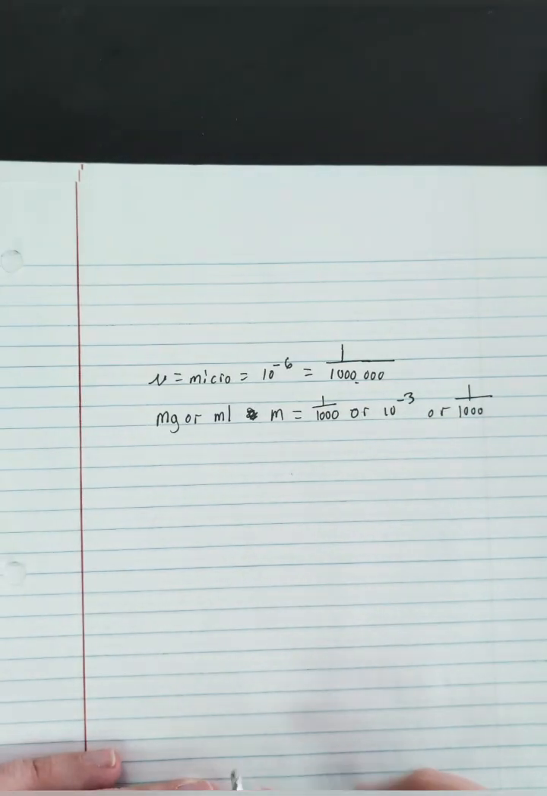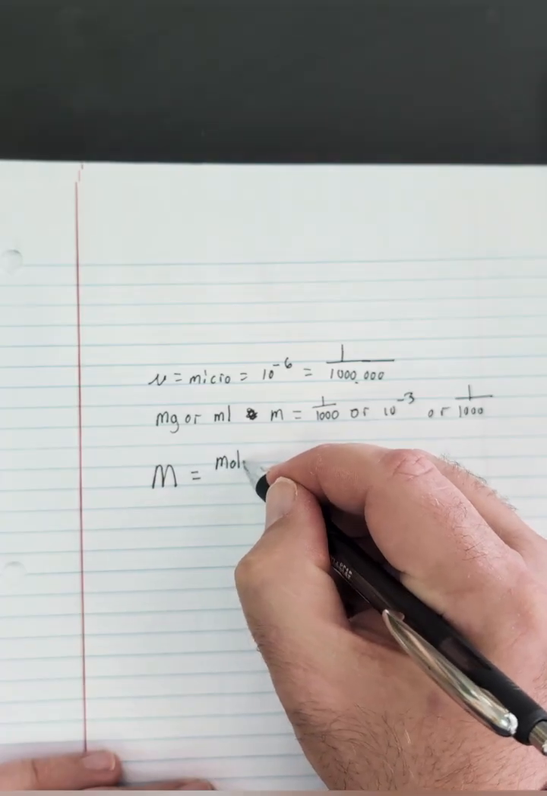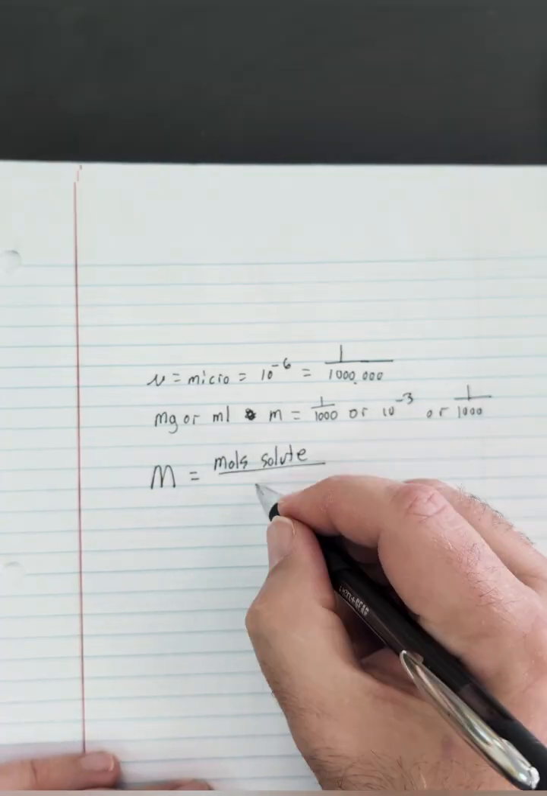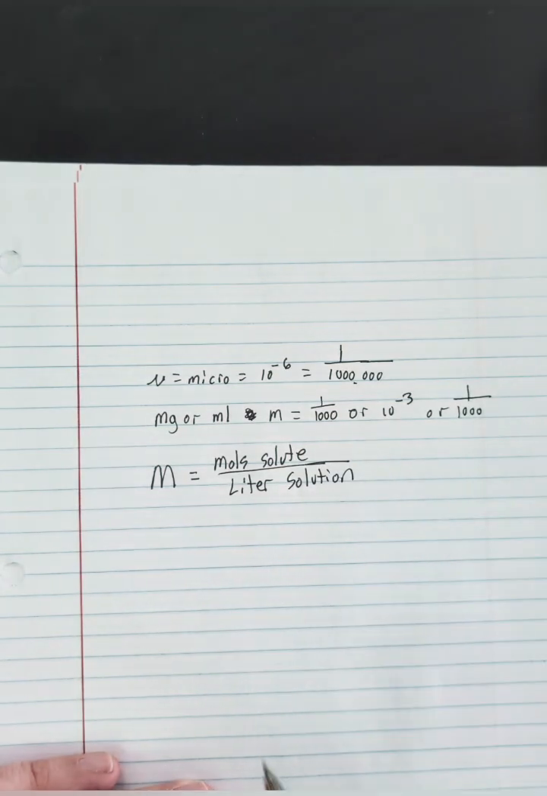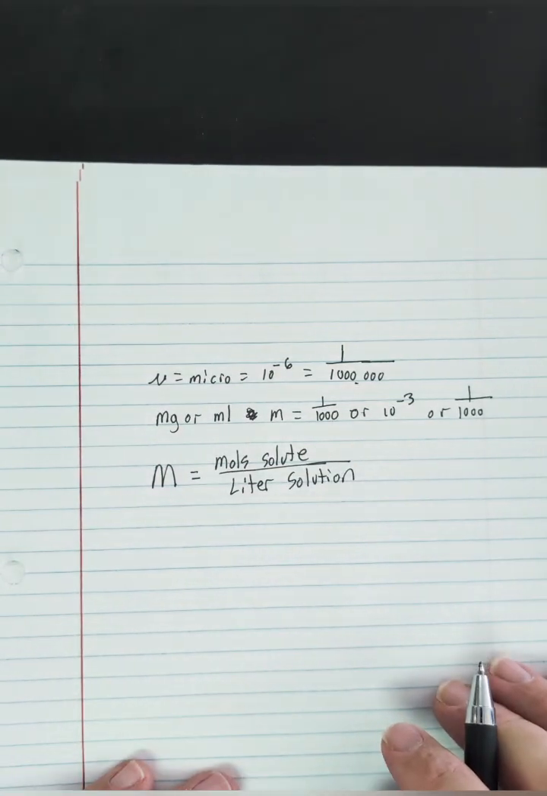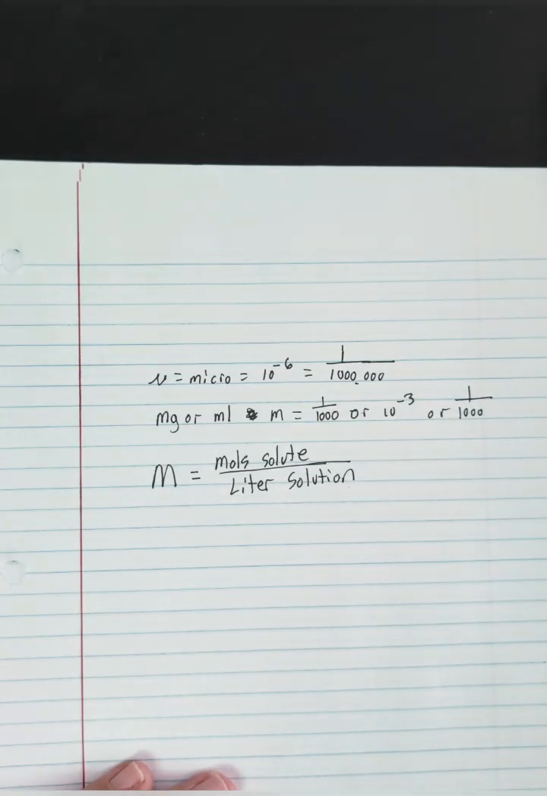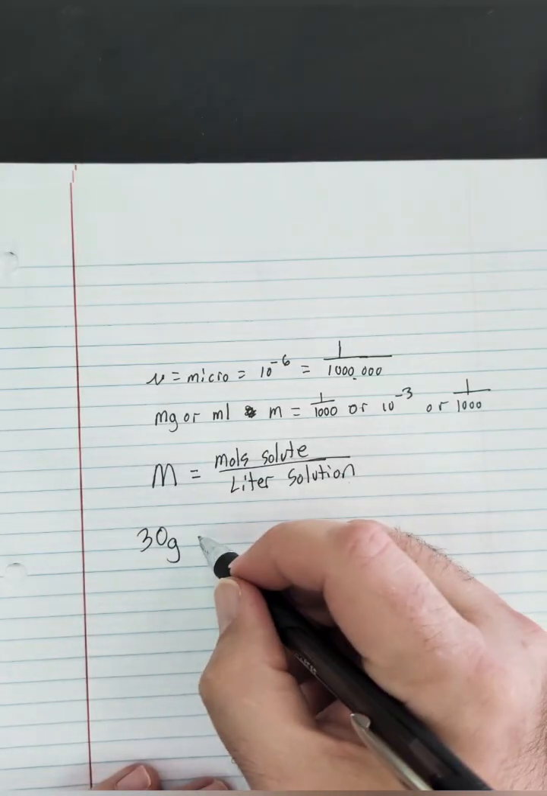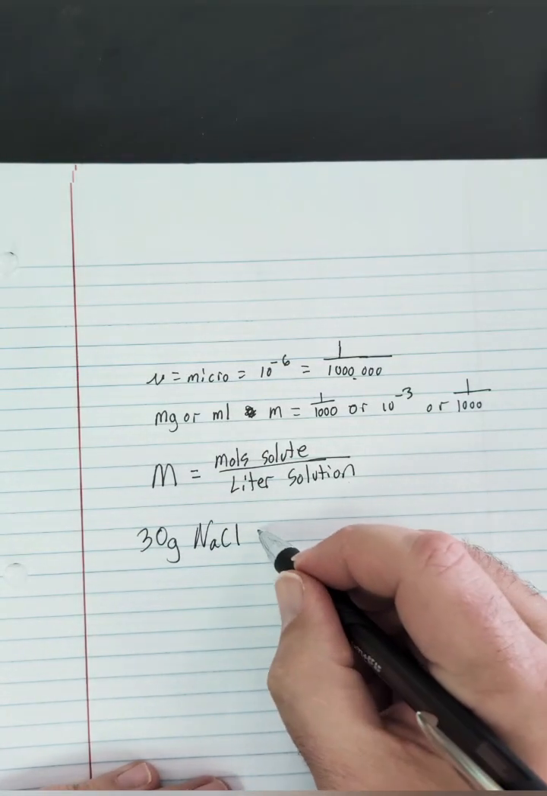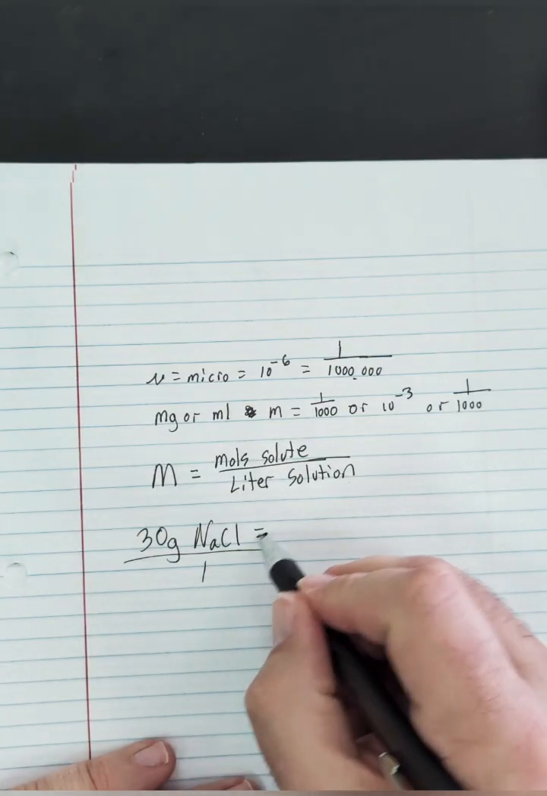All right, remember molarity, capital M, is equal to the moles of the solute divided by the liters of the solution. Okay, it is straightforward. If you know the moles and you know the liters, then you can figure that out. If you're given grams, like let's say they say you have 30 grams of NaCl, well, then you have to figure out the molar mass, and so you would say 30 grams.